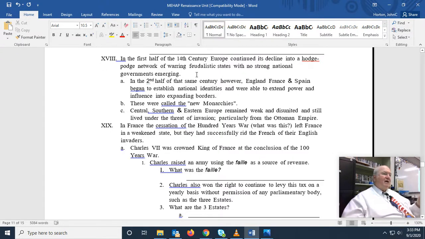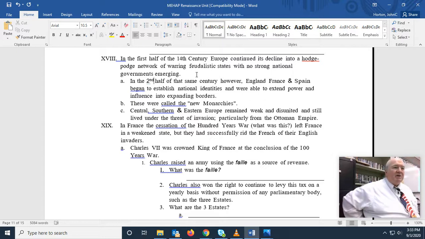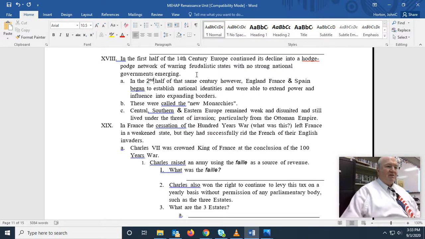But then in the second half of that same century, from 1350 onward, three countries. You better remember England, France, and Spain, because I've seen it on a test somewhere. England, France, and Spain began to establish national identities. In other words, these were the first modern European countries. They began in the 14th century. They began to establish national boundaries and were able to extend power and influence into expanding borders. These were called the new monarchies.